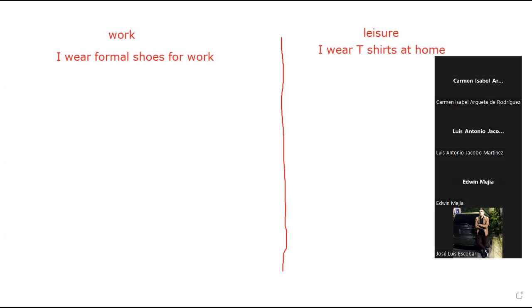Let's see, Emma, and Cesar. Cesar says, I wear dress pants. Oh, nice, dress pants. I wear formal dress for work. Oh yeah, nice, interesting. So you wear dress. What color, Emma? What color dress do you wear? Color black. Very formal, right? I like black because black is really formal. It's very elegant. Okay, so what else?